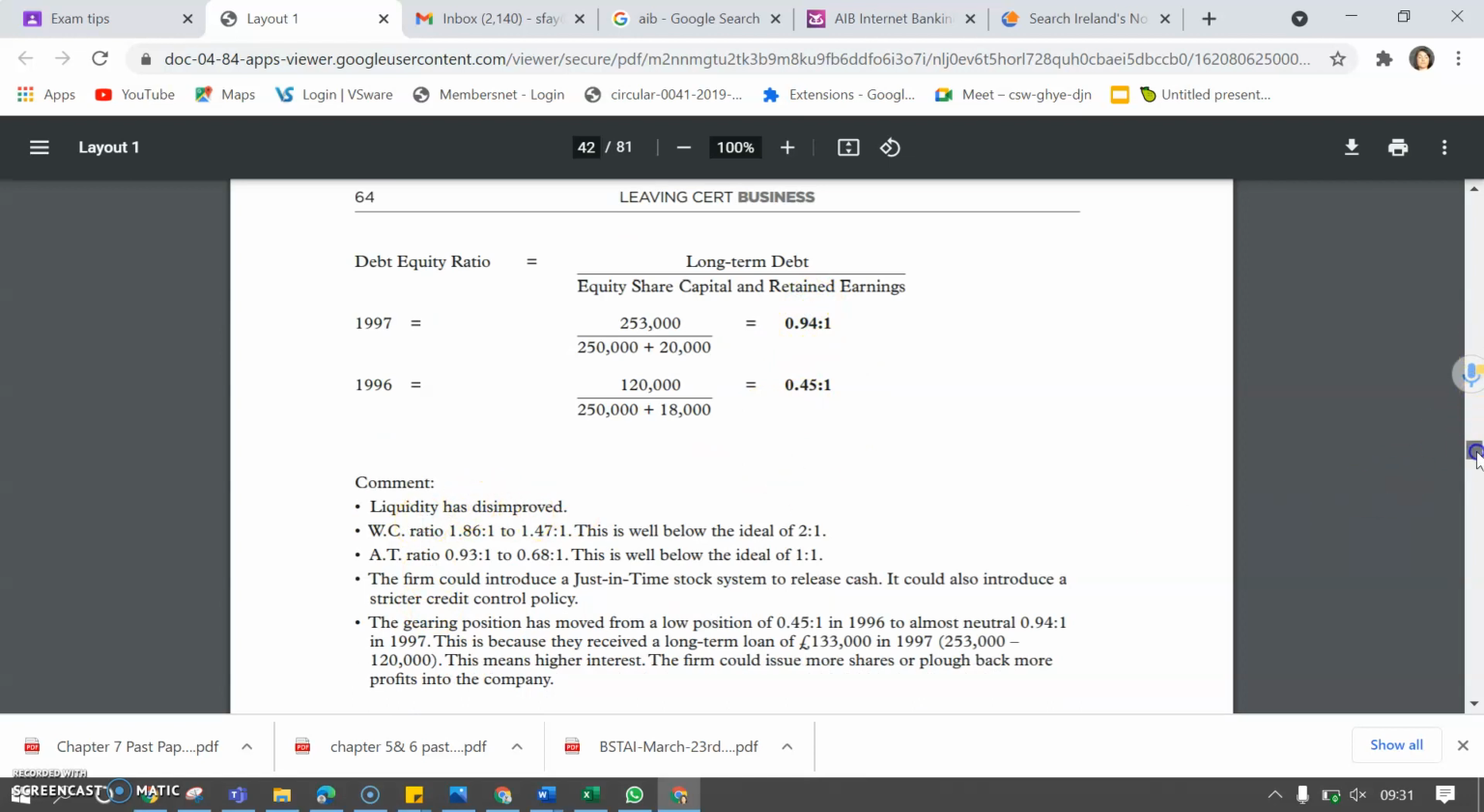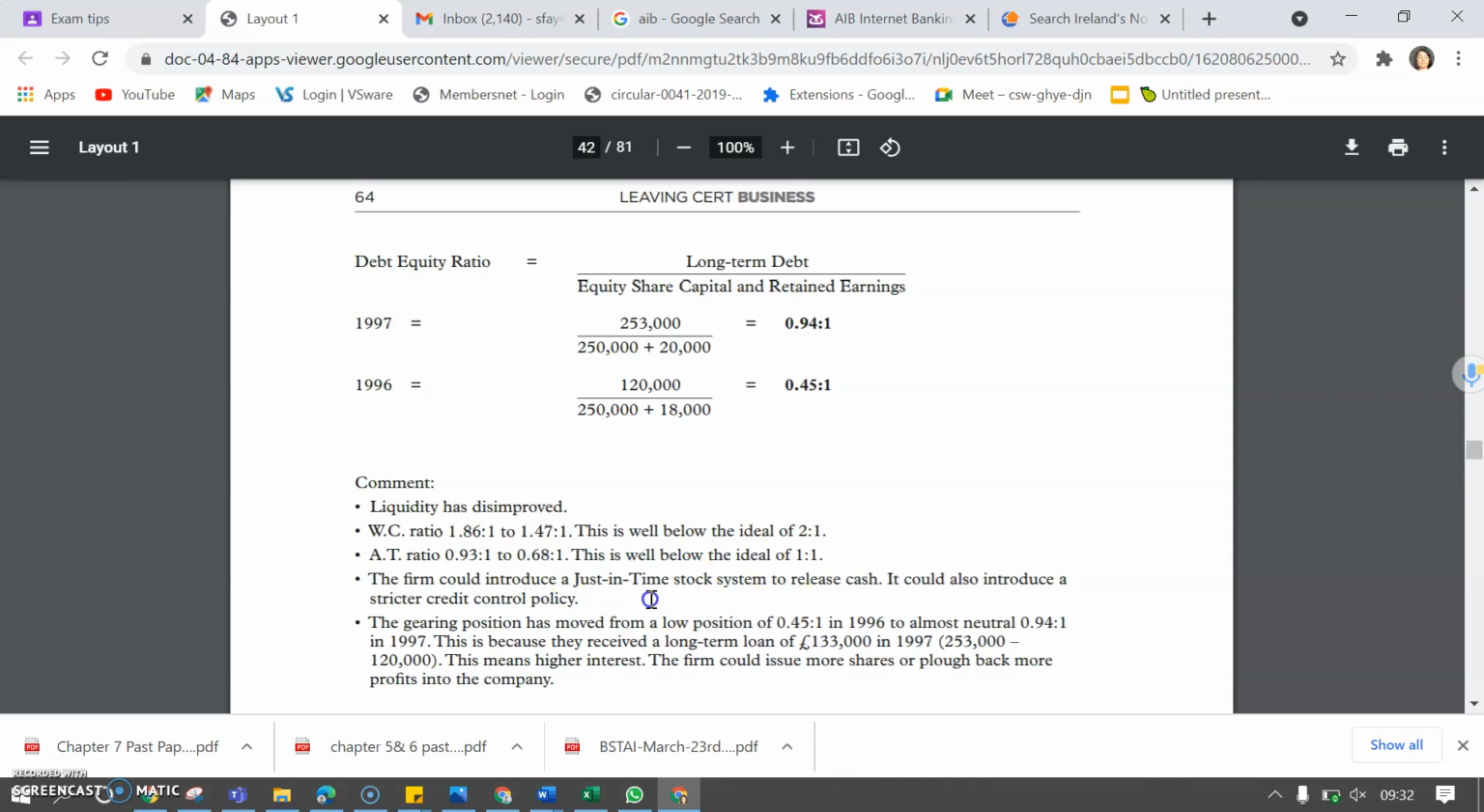So your liquidity, your working capital ratio, has disimproved, your ability to pay your short-term debts. It was 1.86, gone down to 1.5:1. This is well below the ideal. So mention what's happening over time and what the ideal is. And the ideal for working capital is 2:1. The asset test ratio was nearly 1:1, but then it decreased to approximately 0.7:1. This is well below the ideal.